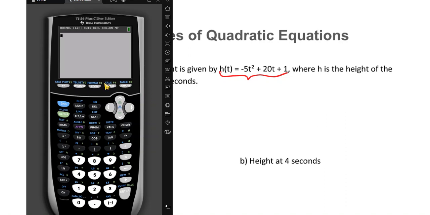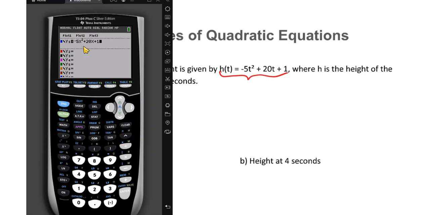We're going to go to y is equal to. That's where we type our equations in. It says y1, but that's the same thing as h of t. So now we're just going to start from here. This would be negative 5, and then I can't type t into here, but I can type x. So I'm going to type x squared, plus 20x plus 1. Okay, let's see what we got.